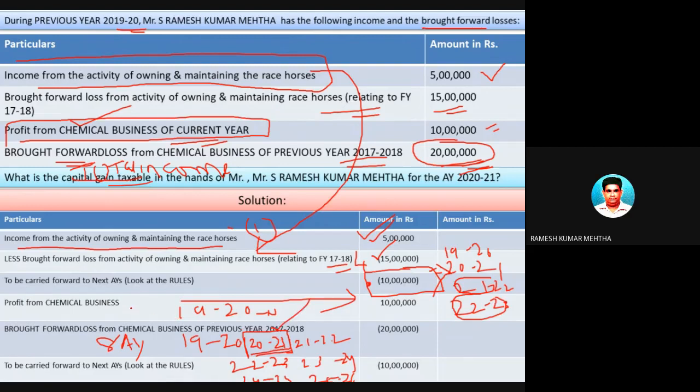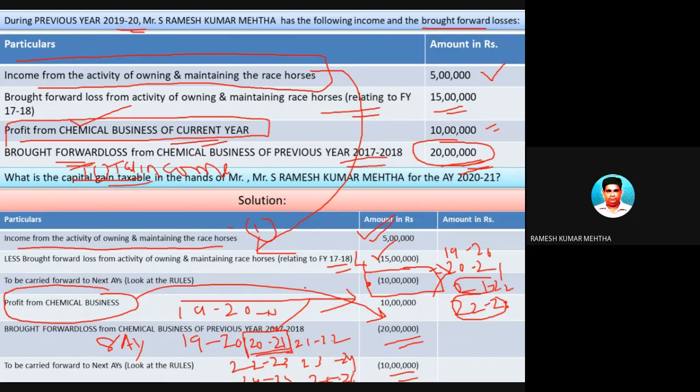But look at the profits which were generated from the chemical business during 19-20. It's only 10 lakh rupees. So against this 10 lakh, the brought forward losses of previous year 2017-18 can be set off, but only to the extent of 10 lakhs. So the remaining 10 lakh rupees can be carried forward for the said number of years, and we have to look at the rules.